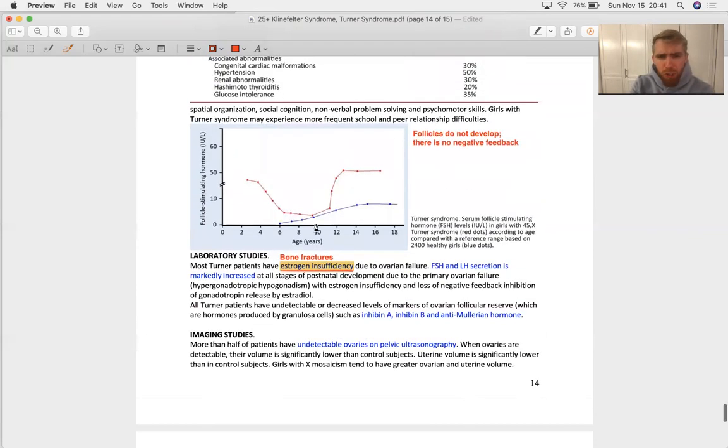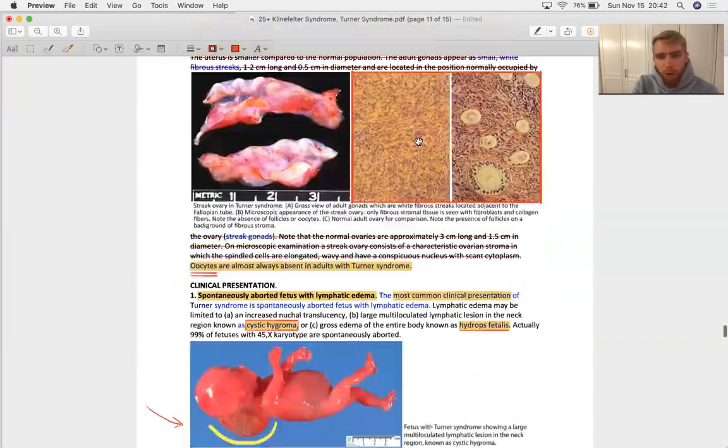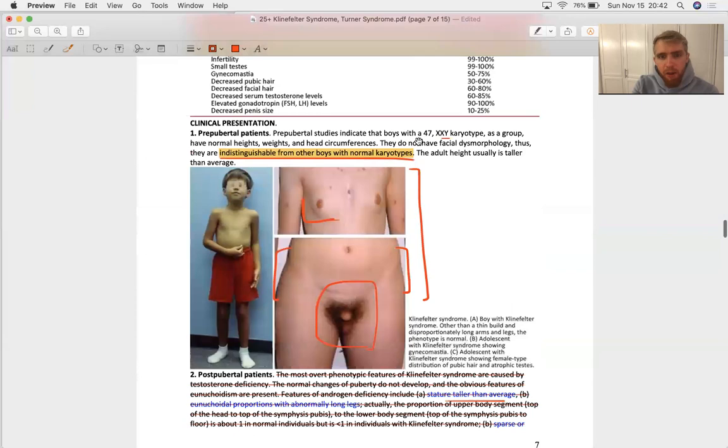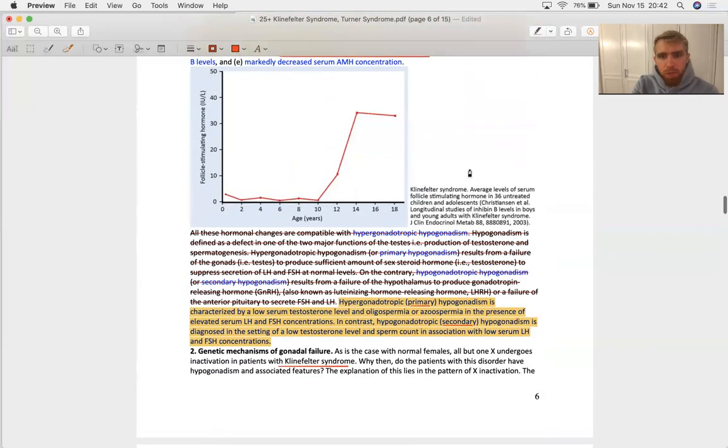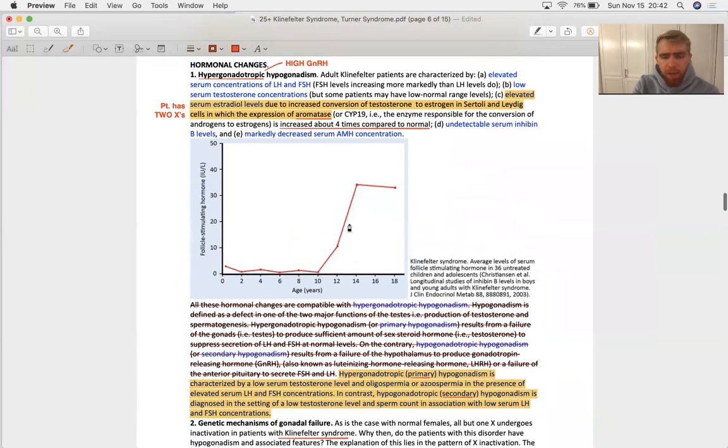Here's a good graph showing you that around the start of puberty, notice that FSH is just going to go straight up in patients with Turner syndrome compared to controls. And this is mirroring the rise in FSH that we're seeing in patients with Klinefelter syndrome, again, because this is a hypergonadotropic hypogonadism. And so this is evidence of the hypergonadotropic part.